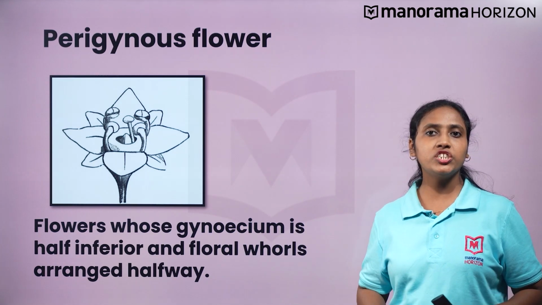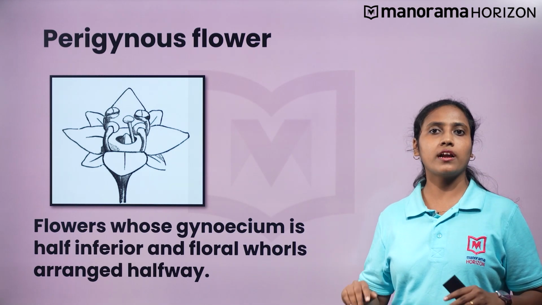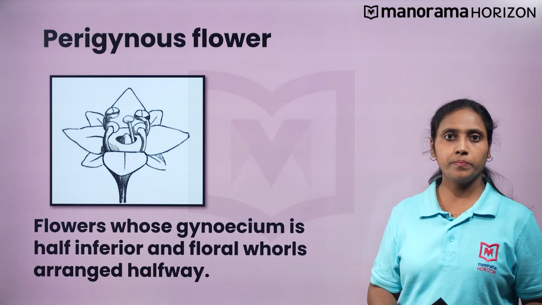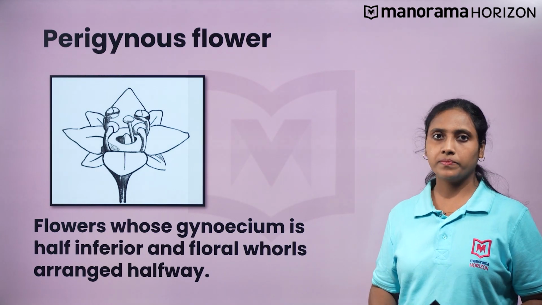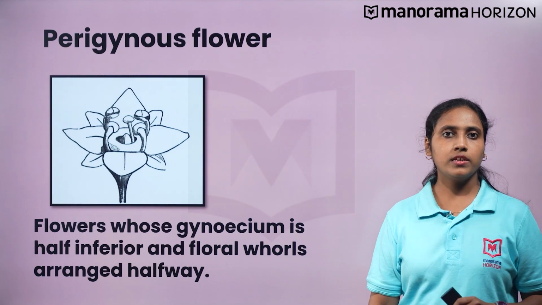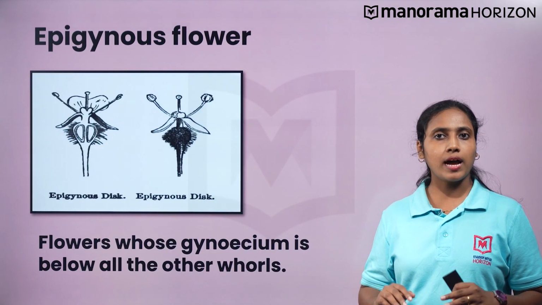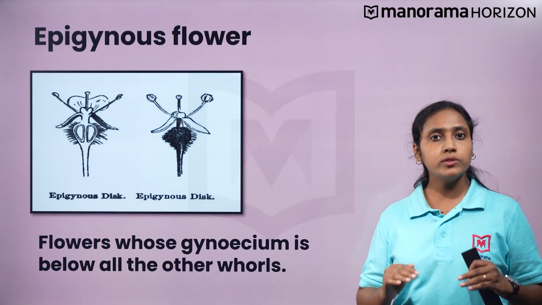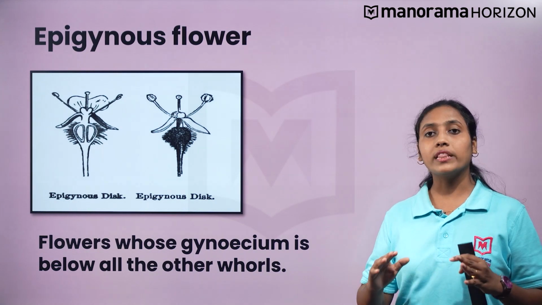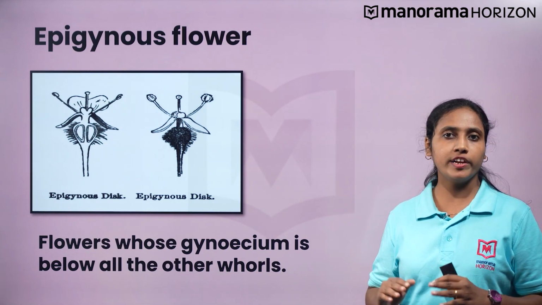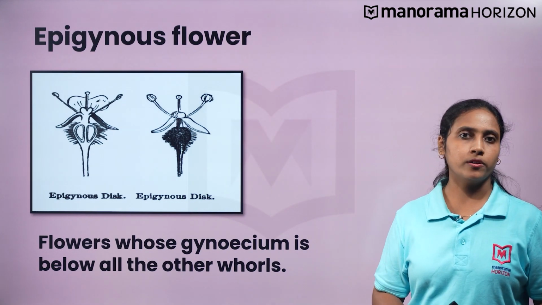Here, the gynoecium is present at the center and the other parts are arranged around it at the same level. The ovary is said to be half inferior. Example, plum. The third type is epigynous. Here the thalamus grows upward, fusing with the ovary and enclosing it completely, while the other parts are above it, making the ovary inferior. Example, cucumber.